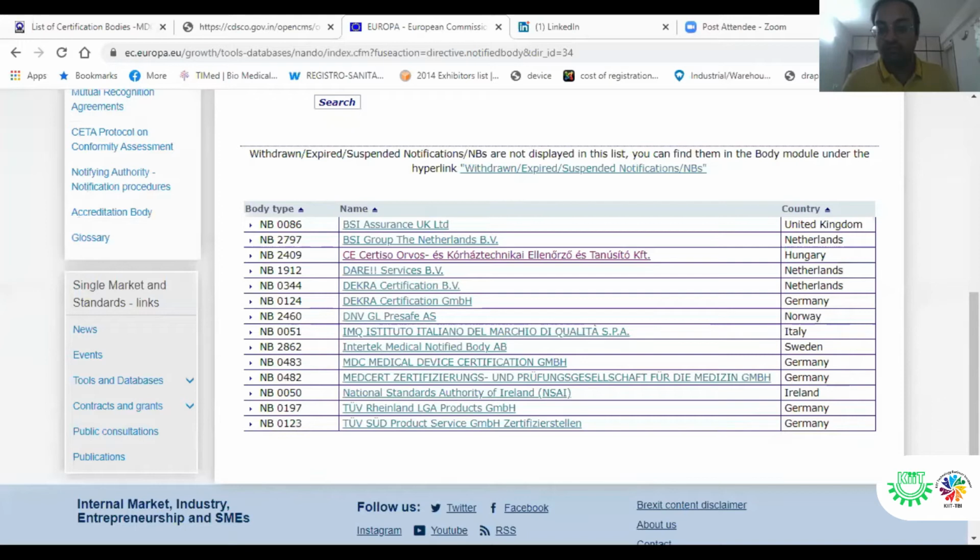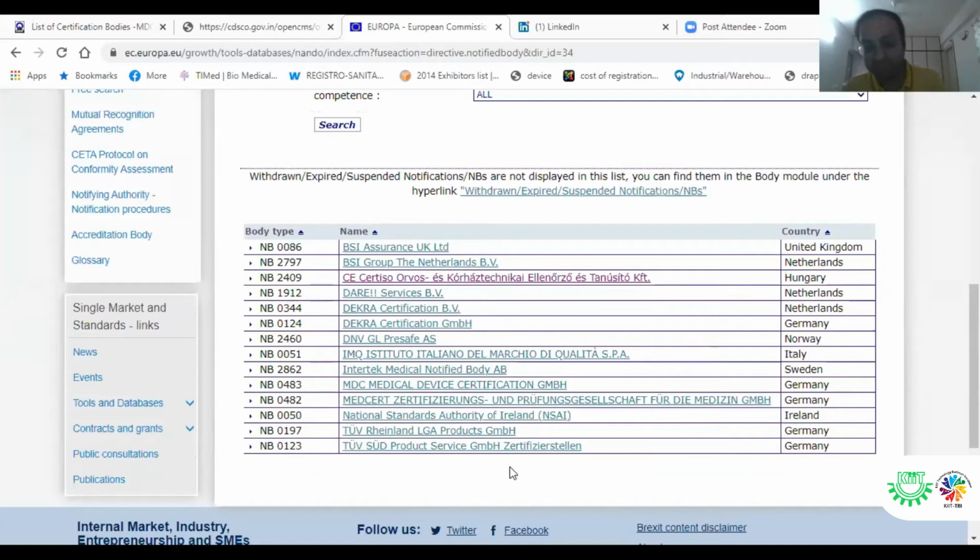There are a total of 14 companies right now. But from the total 14 companies which are notified by the European Commission, only a few are present in India. The companies which are present in India are BSI, DNVGL, Intertek, TUV Rheinland, and TUV Sud. So if you want to go for the certifications, you have to select from these notified bodies only. Now we are again selecting, suppose we are going to select the BSI.